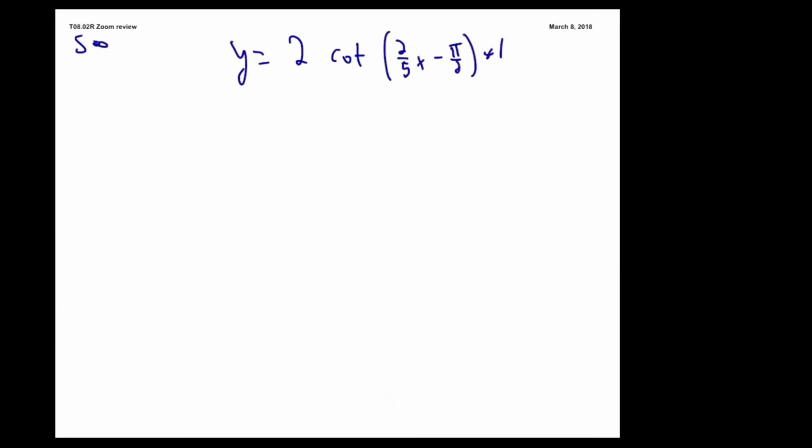All right. What can we identify from the equation? Amplitude is 2. D is 1. Period is, well, solve that. Omega is 2/5. Good. Beta is pi over 2.